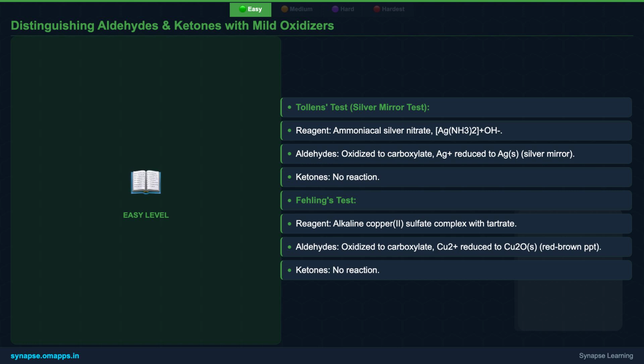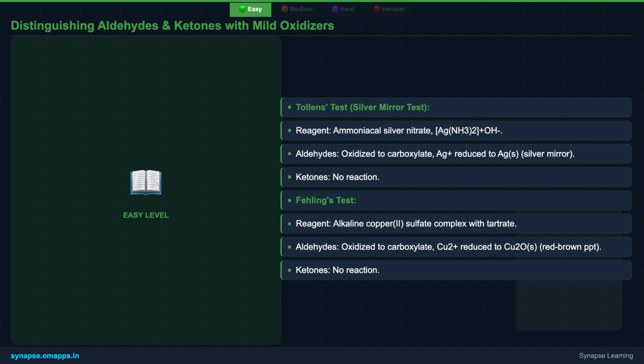The Tollens test, also known as the silver mirror test, is a classic example. When an aldehyde meets Tollens reagent, a special solution of silver ions, it gets oxidized, and the silver ions get reduced, forming a beautiful silver mirror on the test tube. Ketones? They just sit there, no reaction, no mirror.